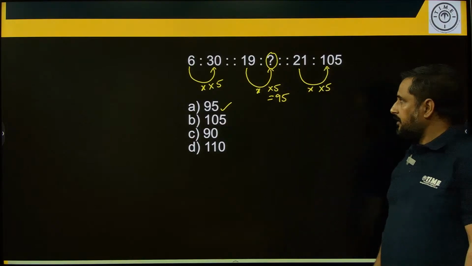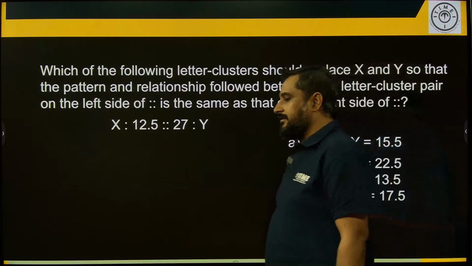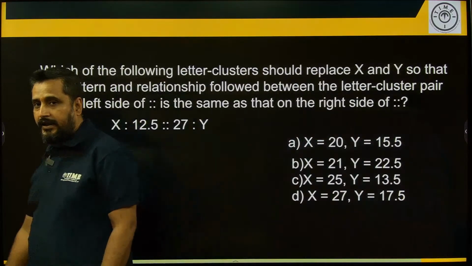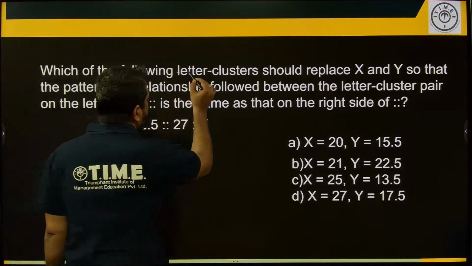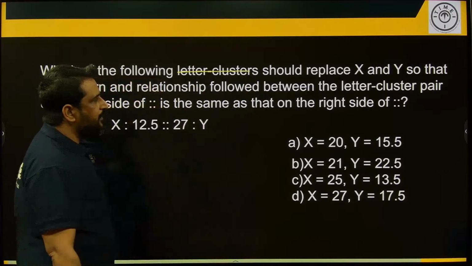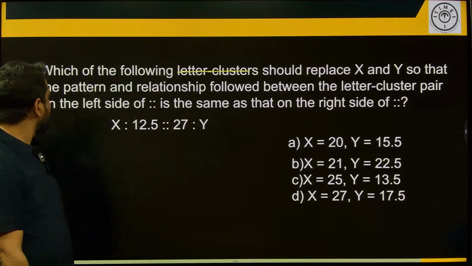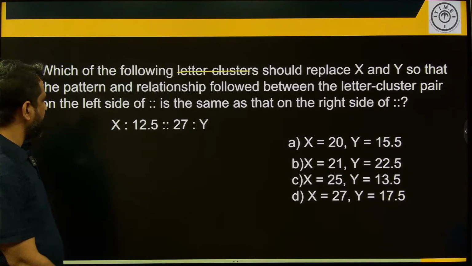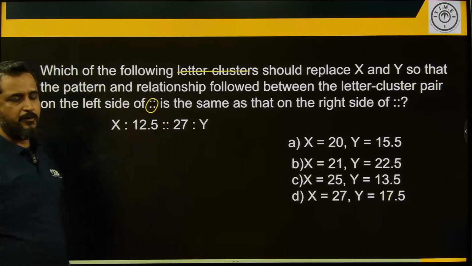Right? Now, let's see the next question. This is exclusively for tier 2. Now, what is given? Which of the following letter clusters and number clusters should replace x and y so that the pattern and relationship followed between the number pair on the left side of the proportion is the same as that on the right side of the proportion.